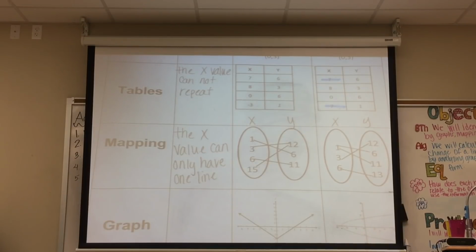The reason why this next one is not a function, as you should have thought, is because of 1. 1 has 2 lines coming from it. Remember, only one line can go from it.